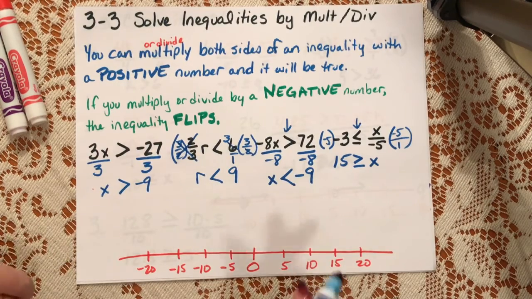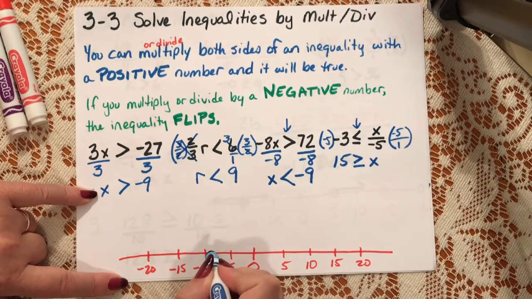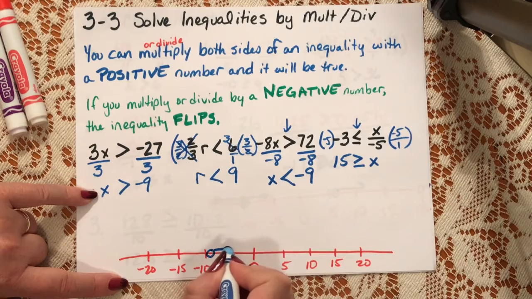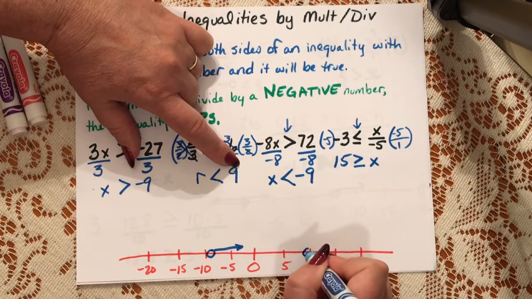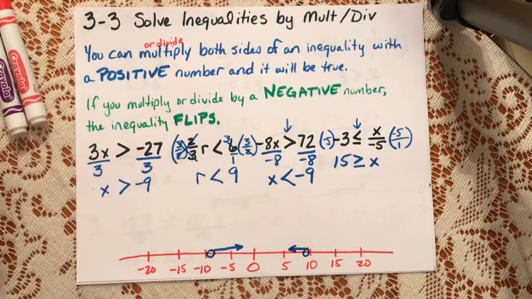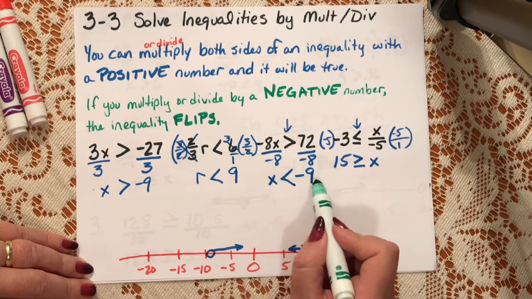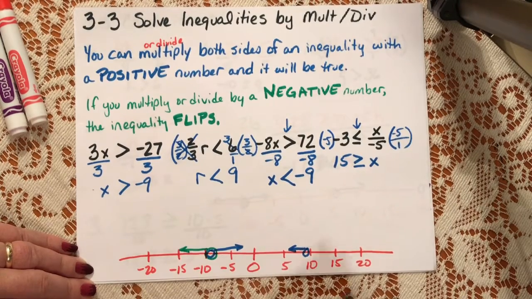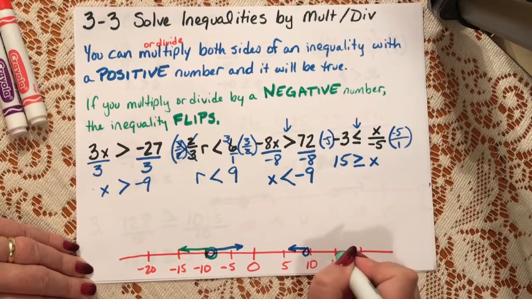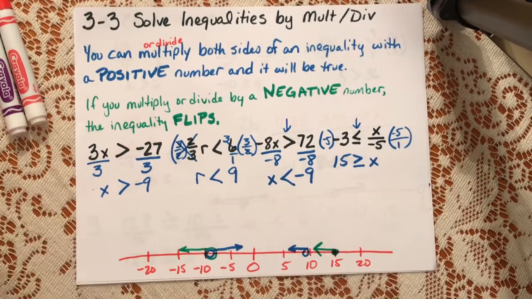And all of these questions are going to ask you to graph your answers. x is greater than negative 9. We're going to find negative 9 and do an open circle, and x is bigger than that, so the arrow goes this way. r is smaller than 9, so we're doing an open circle and r is smaller than it. x is smaller than negative 9, so we're going to find negative 9 again, but x is smaller than it this time. And here we're looking at 15 and it's a closed circle and x is smaller than it. So we've graphed our 4 inequalities.